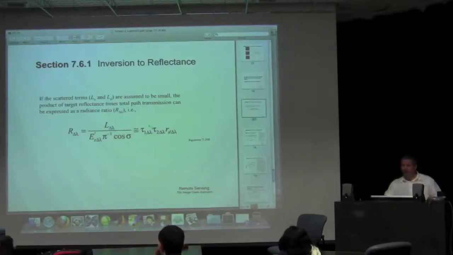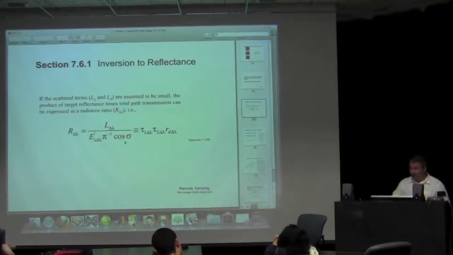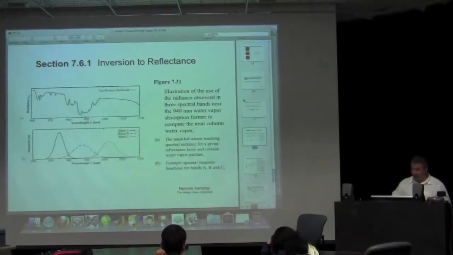But what I want to do here is try to avoid all that at this point and use just the two terms that we really know well and see what we can do with that, and see how we can get to a calibration. All right, so let's call the ratio of the radiance reaching the sensor to the exoatmospheric solar radiance R, for a particular wavelength.